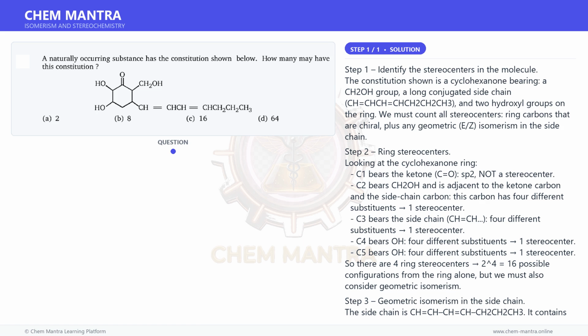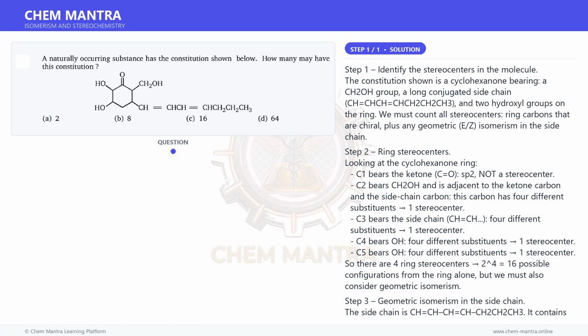Specifically, 3 ring stereocenters, 2 cubed is equal to 8 configurations, and the diene geometry may yield only one independent variable, or the double bonds are considered together, giving 2 options that combine with the 3 chiral centers. 2 times 2 times 2 is equal to 8, or simply 2 cubed is equal to 8. The most consistent interpretation is that there are 3 independent stereoelements, a combination of ring chiral centers and alkene geometry, yielding 2 cubed is equal to 8 possible stereoisomers.